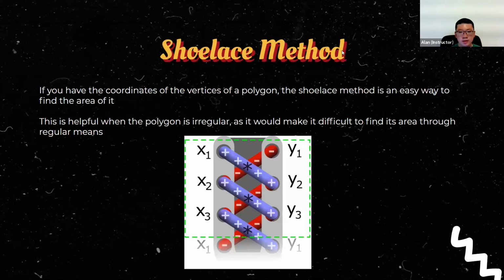Alright, so now I'm going to teach you guys something called the shoelace method. This is what you use to find the area of a polygon if you have the coordinates of its vertices. This is helpful because sometimes, if the shape in the xy plane is very irregular or complicated, it's a lot easier to just use the shoelace method. I'll show you why it's called that, but you might also be able to predict why based on the image.